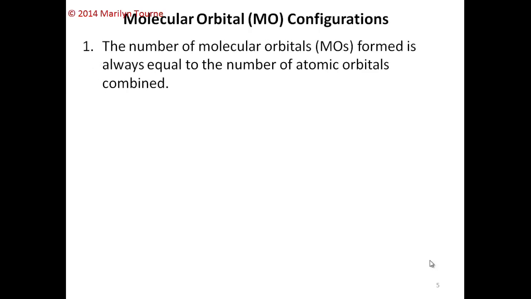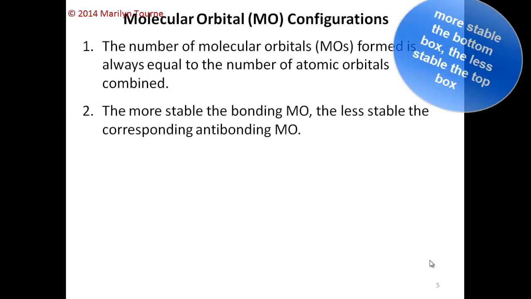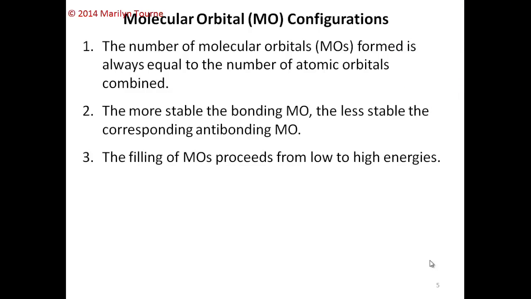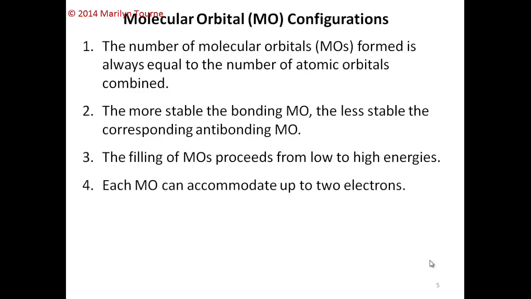symbols. So step 1, the number of MOs formed is always equal to the number of atomic orbitals that you have. You can't come up with new orbitals, so whatever you start with is whatever you have in your molecular orbital diagram. Number 2, the more stable the bonding MO, the less stable the corresponding anti-bonding MO. Number 3, the filling of MOs proceeds from low to high. I've said that already. Number 4, each MO can only accommodate up to 2 electrons. So it's just like the orbitals that we talked about when we were talking about atoms. Each little line can only hold 2 electrons, so each molecular orbital can only hold 2 electrons.